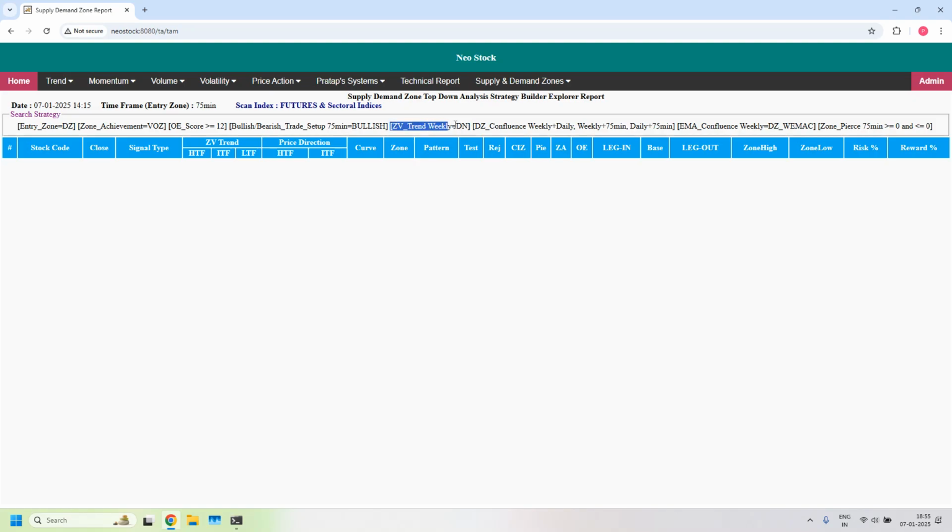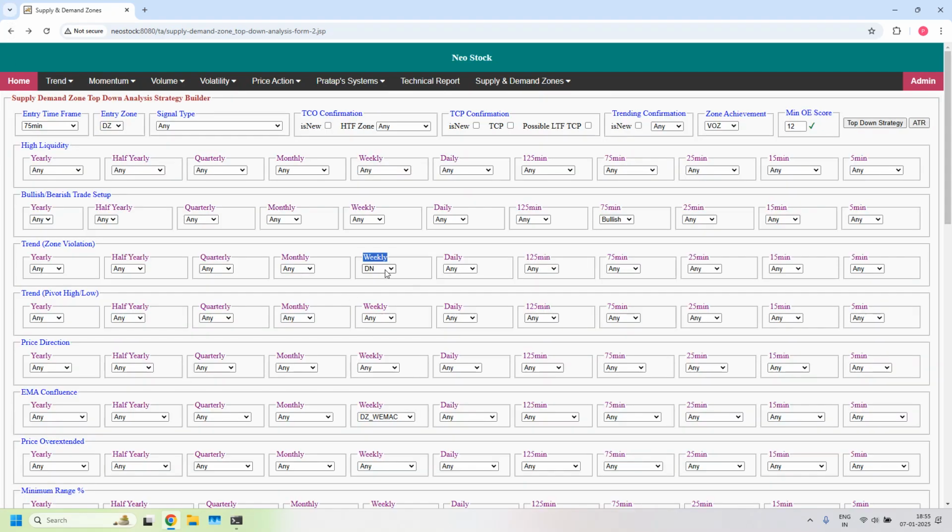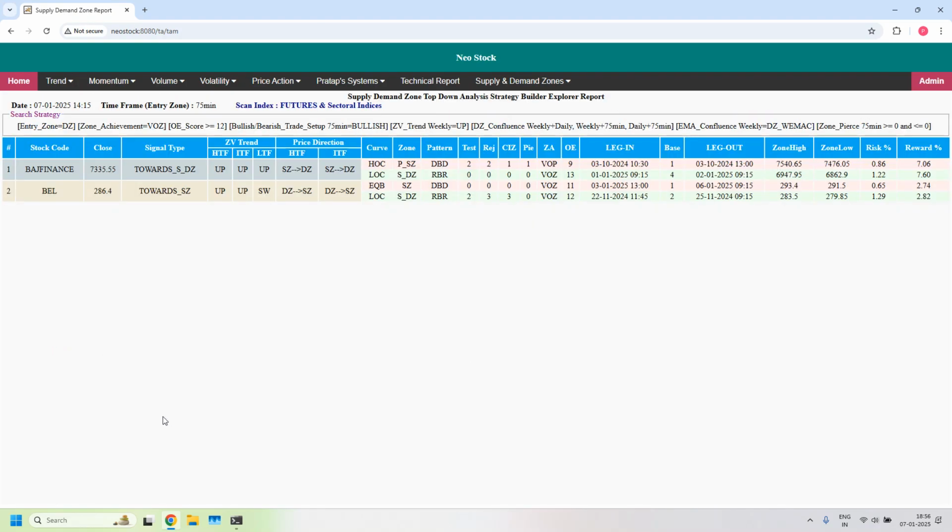I selected zone violation trend, downtrend. So I'm going back, correcting my mistake. Sorry for the mistake. So I have to select uptrend because it is bullish trade setup. Currently we have selected the setup as bullish trade setup. HTF trend should be uptrend or sideways, but EMA confluence trend should be up. Now let's filter. We got 2 stocks. These 2 are even more high probability trade setup supported stocks.